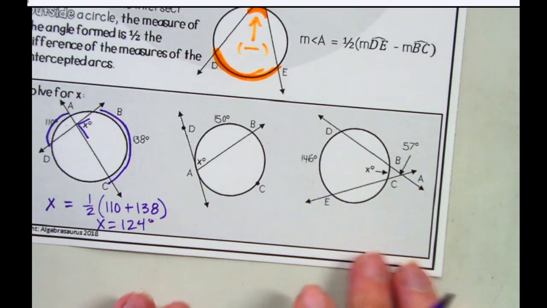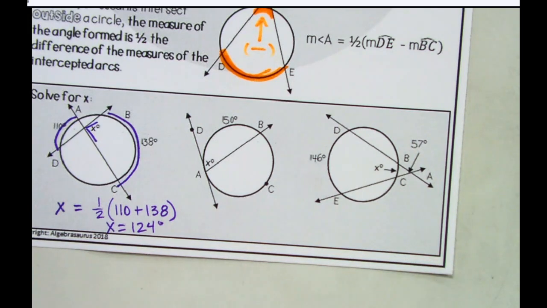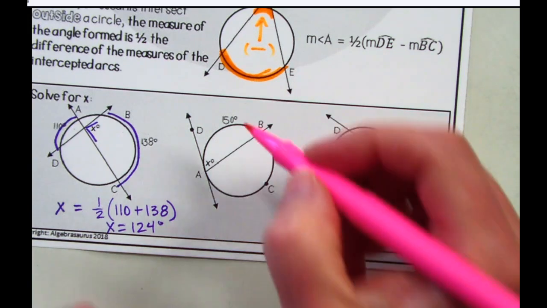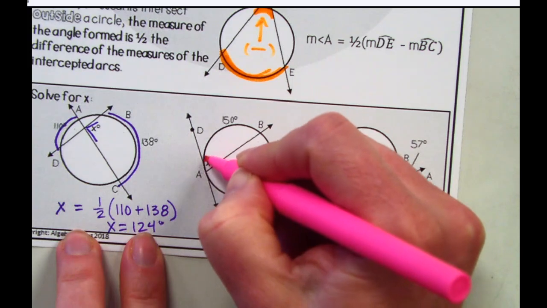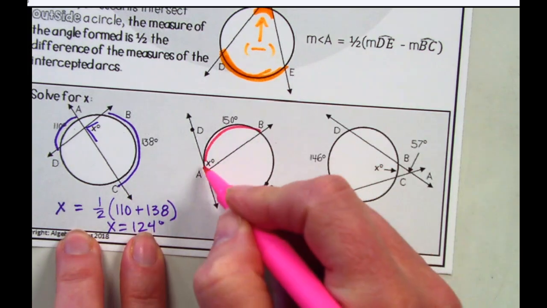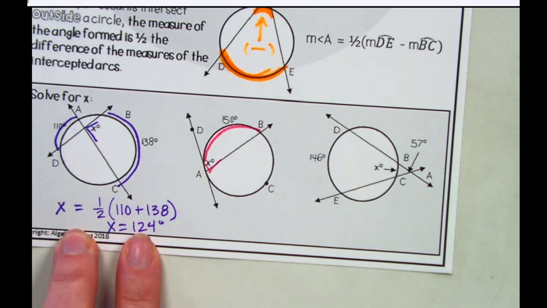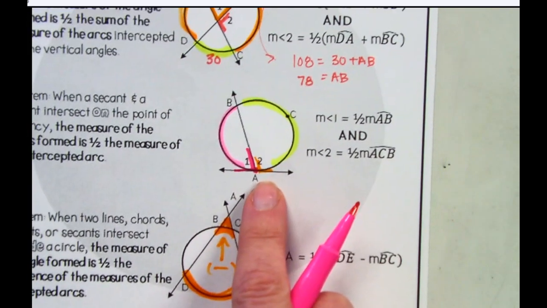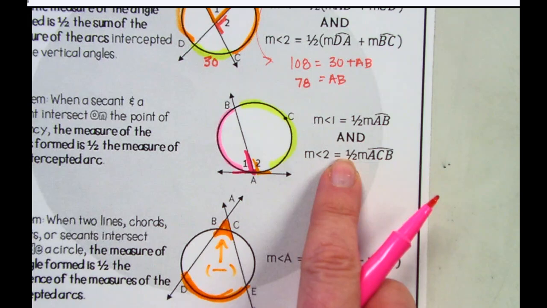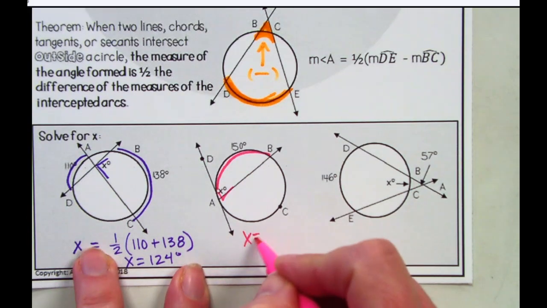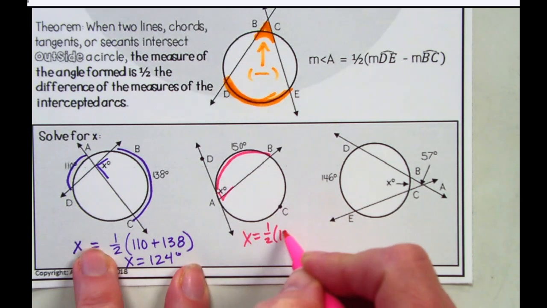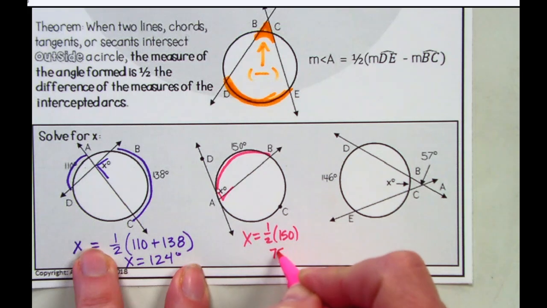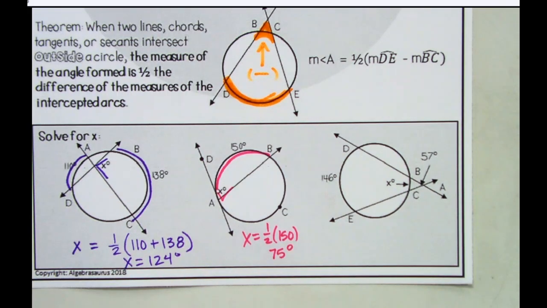All right, next one. I've got the arc. I want to know X here. What's my relationship? It's just half, right? So X is half of 150, which is 75 degrees. Now this last one has a little bit of a trick.